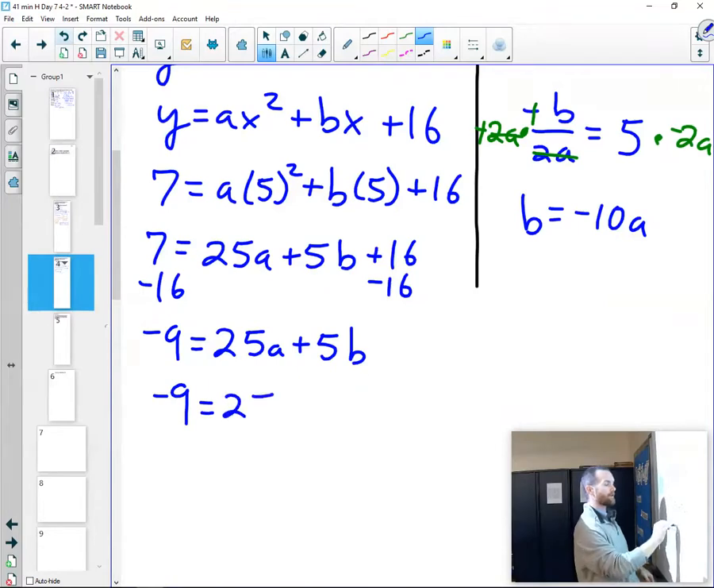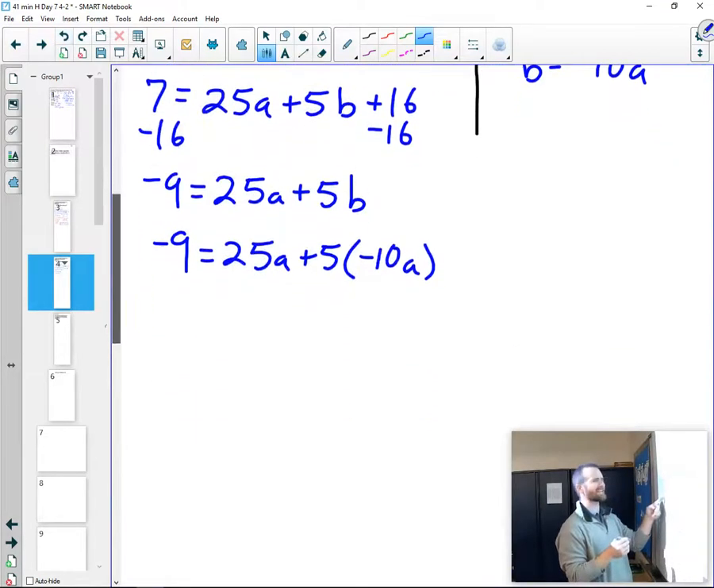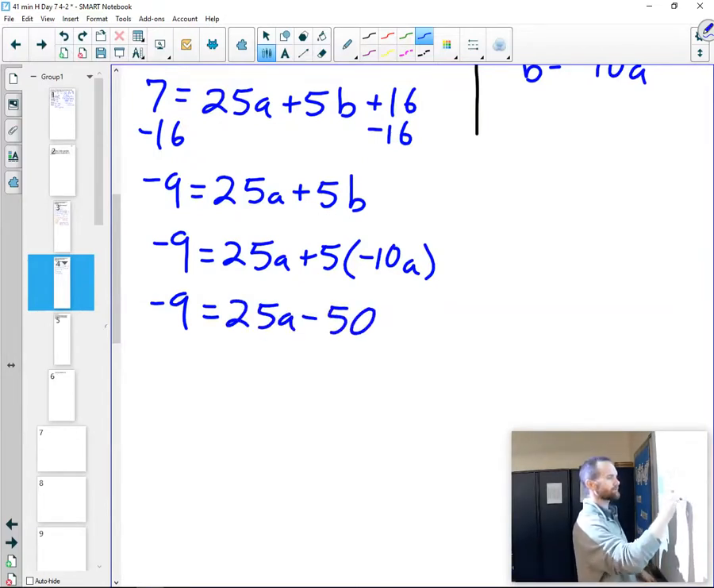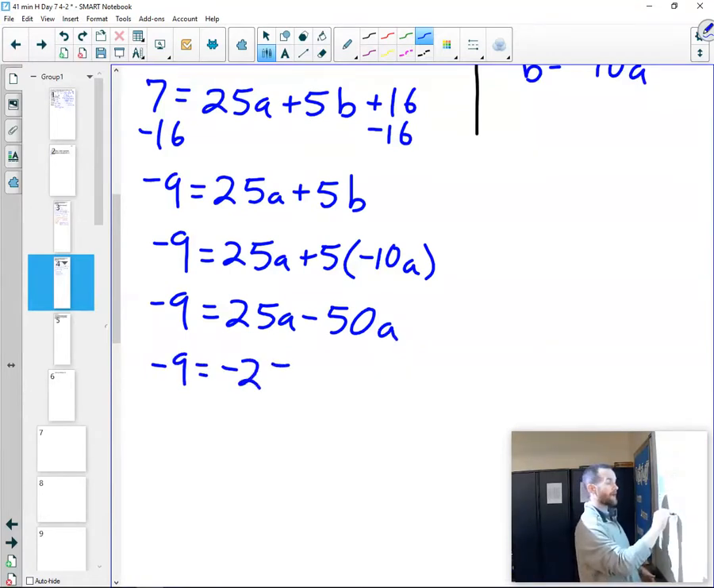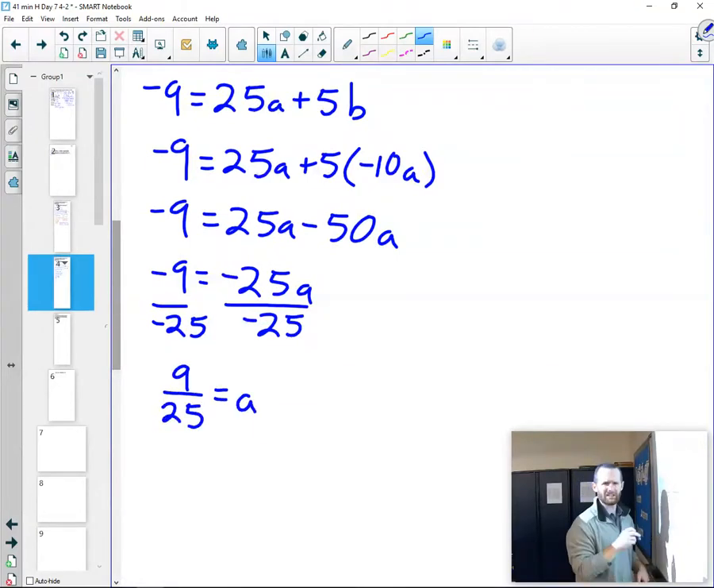Negative 9 equals 25a plus 5 times negative 10a. Now we just do a little simplifying to get a by itself, or a little solving, I should say. We get 25a minus 50a. Then we get negative 9 equals negative 25a. Divide by negative 25. And that comes out to positive 9 over 25 equals a. Kind of an ugly decimal, but we can deal with that.